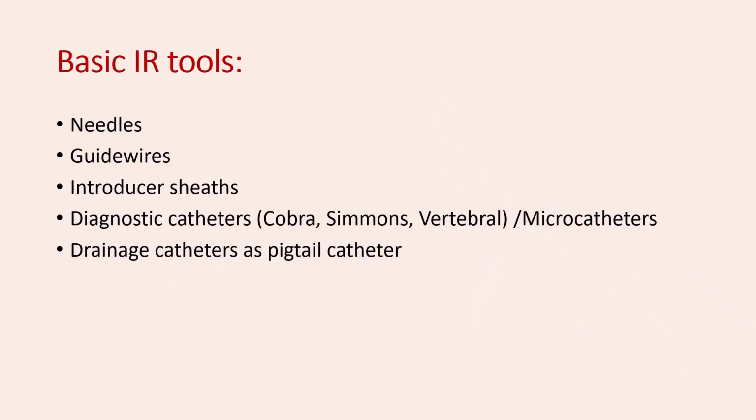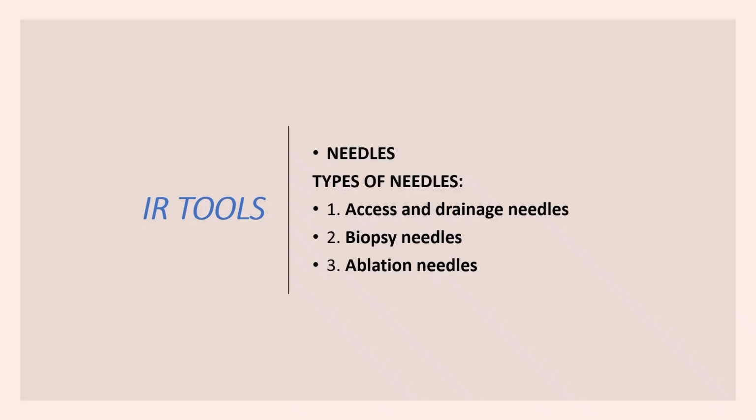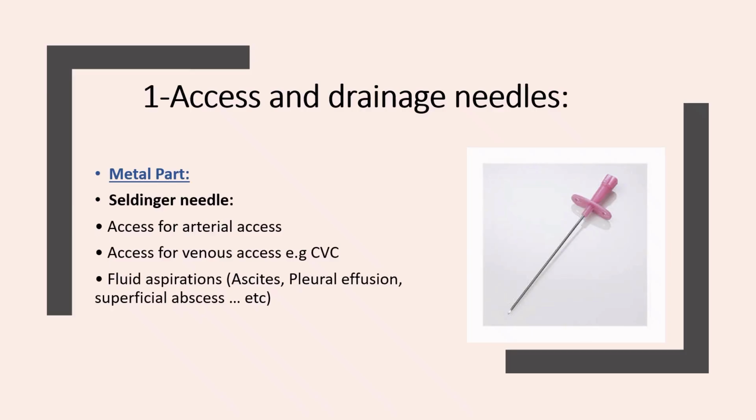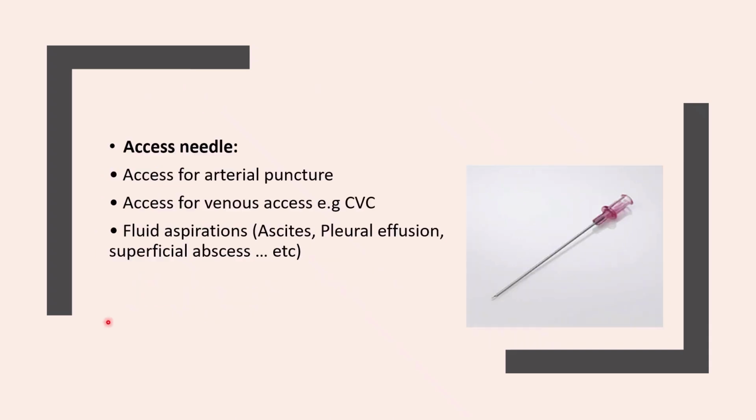The basic IR equipment that we usually use, as I mentioned before, includes needles, guide wires, introducer sheaths, diagnostic catheters, and drainage catheters like the pigtail catheter. Starting with the needles, we've got the access and drainage needles, the biopsy needles, and the ablation needles. For the access and drainage needles, we've got the Seldinger needle and the usual access needle, and both are used for arterial puncture, venous access, and fluid aspiration like ascites and pleural effusion.